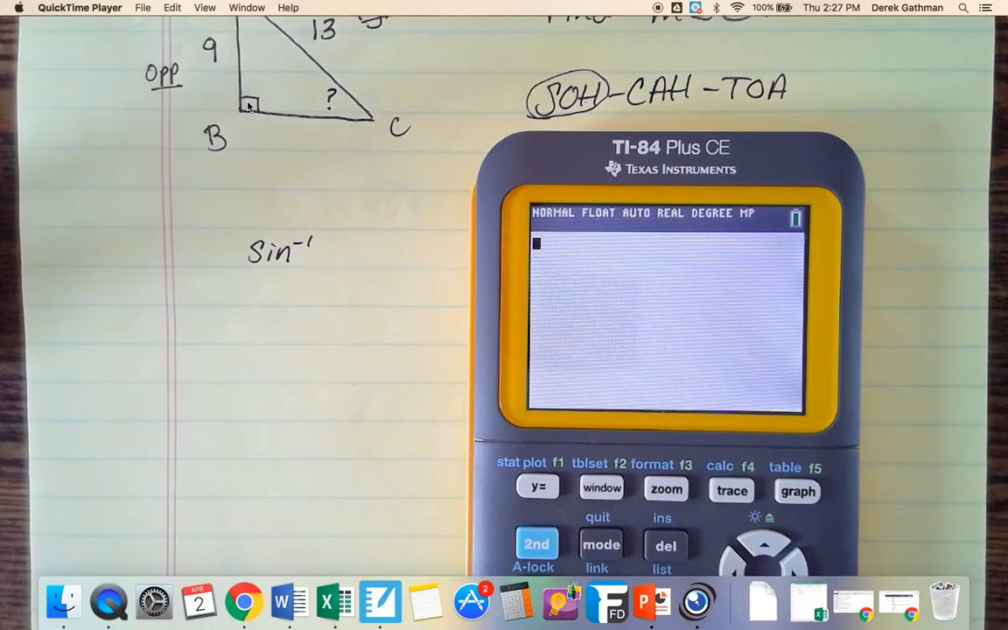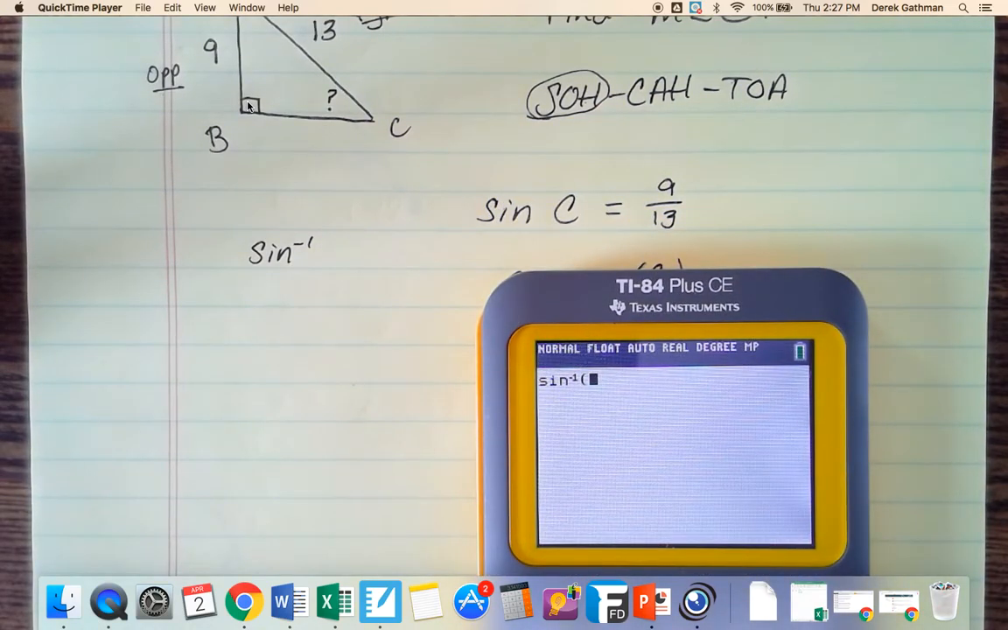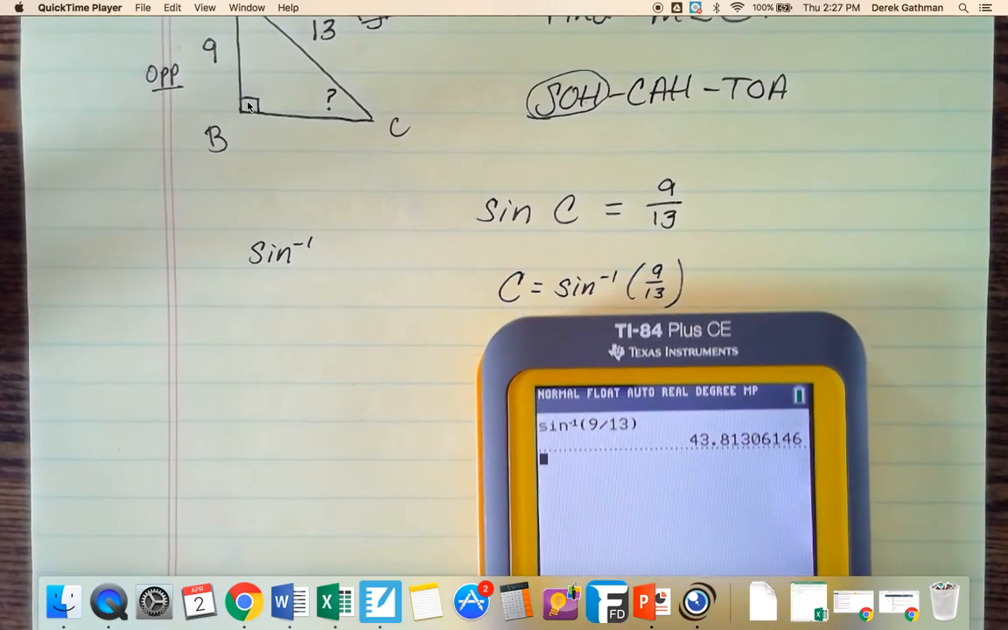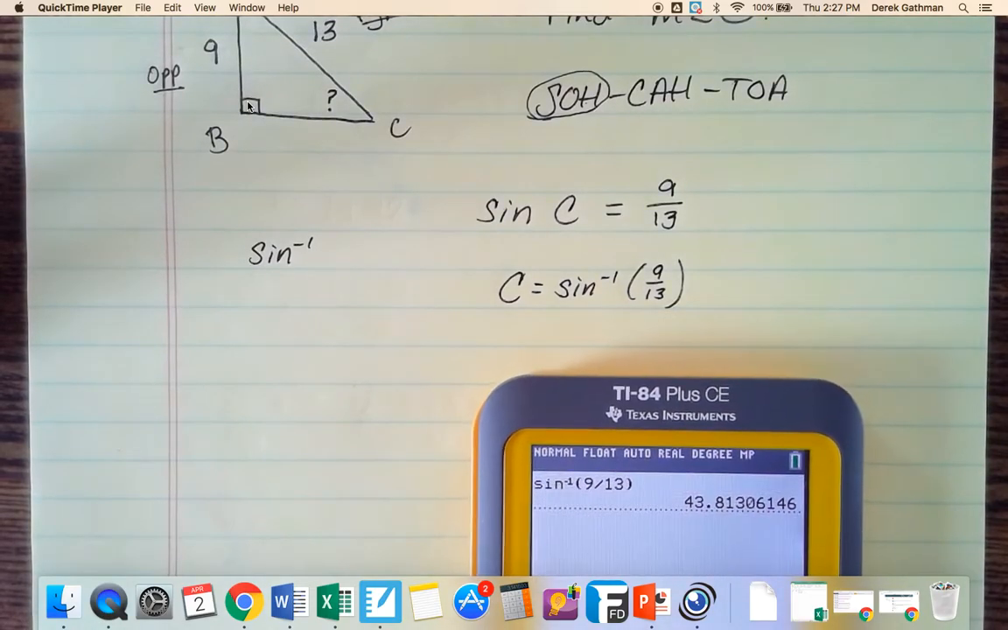If you have a calculator like this, great. If not, no big deal, but I'm going to go ahead and type that in. If you are on your phone, you will have these as well. I'm just going to press the inverse sine and then 9/13, so 9 divided by 13. Once I press enter, it should give me a value. And so I know that C is equal to about 43.8 degrees.